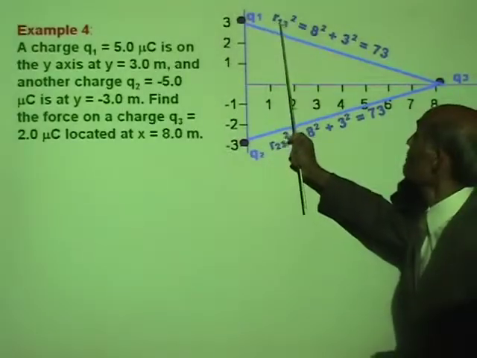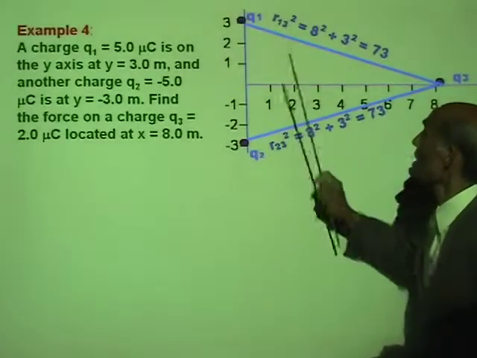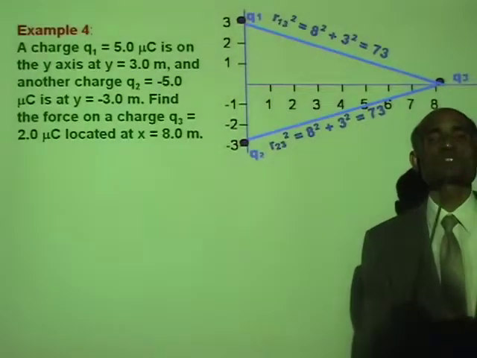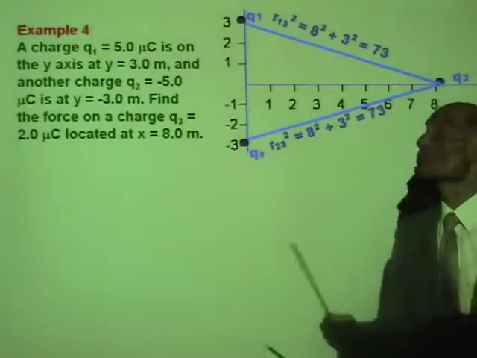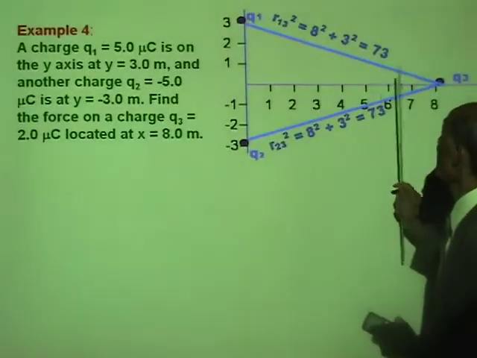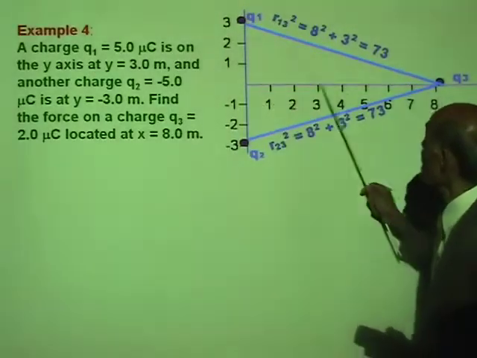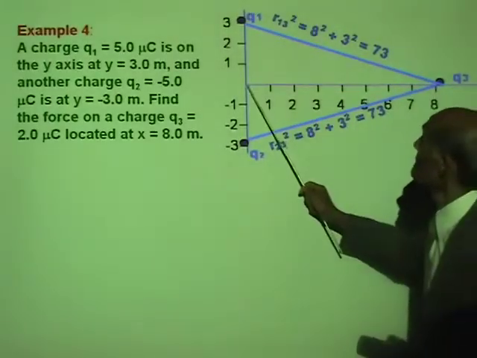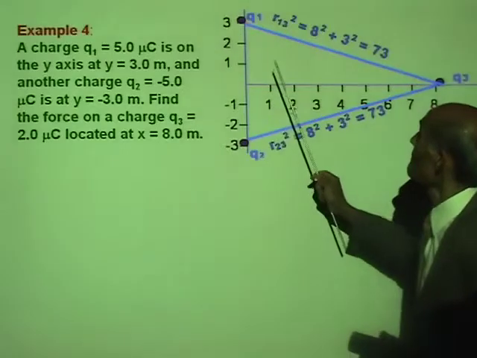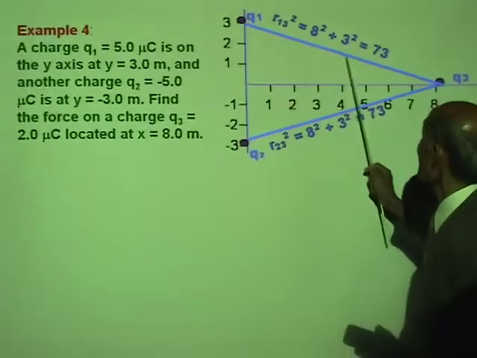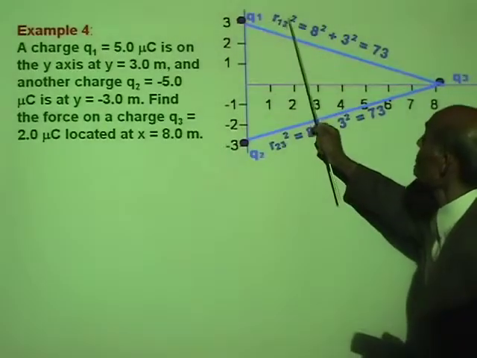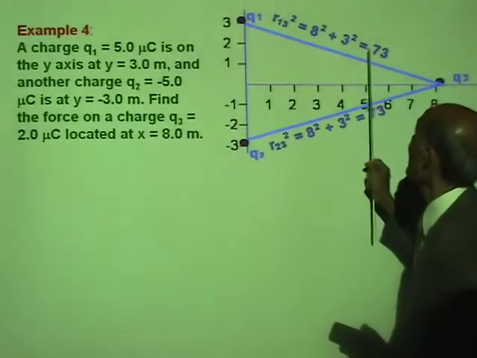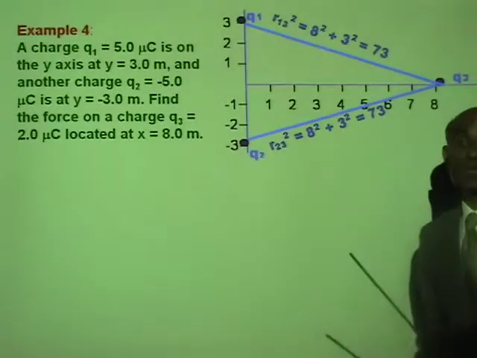Now look at the way I have written here, R13. What does R13 stand for? R13 is the distance between the charges 1 and 3. And you know, here we have a right triangle where this leg is 8 meter and that is 3 meter. Therefore, the square of the hypotenuse, R13 squared, is 8 squared plus 3 squared equal to 73.